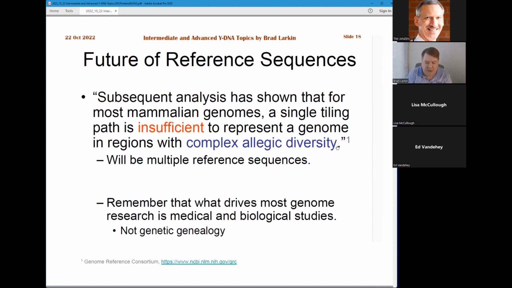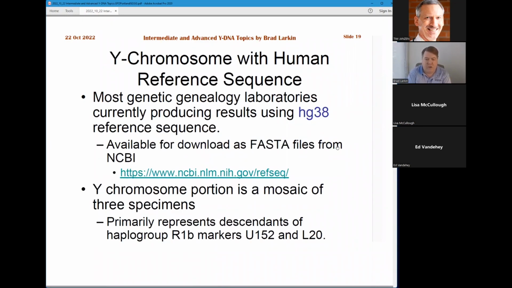And remember that what drives most genome research is medical and biological studies. It's not genetic genealogy. They're not doing this for us. Most of the genetic genealogy laboratories that do the next gen tests are now using HG38 assembly references.